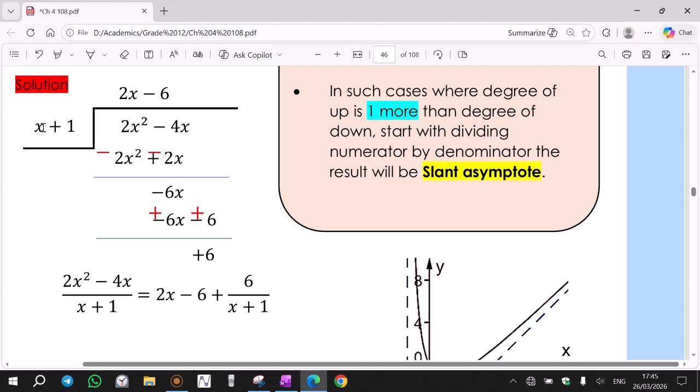Now again, look at x. x multiplied by what value becomes negative 6x? Obviously negative 6. And then after multiplication, change the sign. Negative 6x cancels positive 6x. What's remaining is only positive 6 at the end. We can write the rational function in this form. And the slant asymptote is this linear part only. This linear part, 2x minus 6, is the slant asymptote.